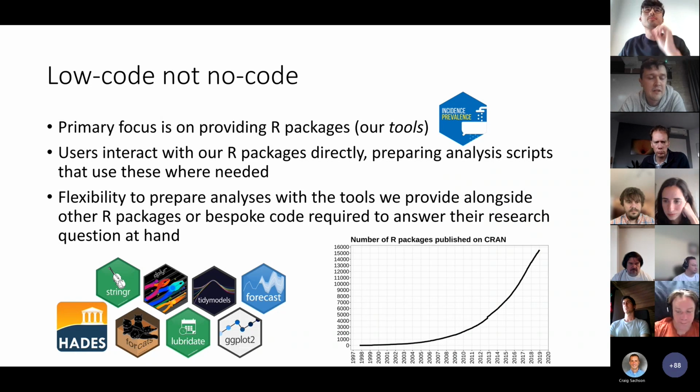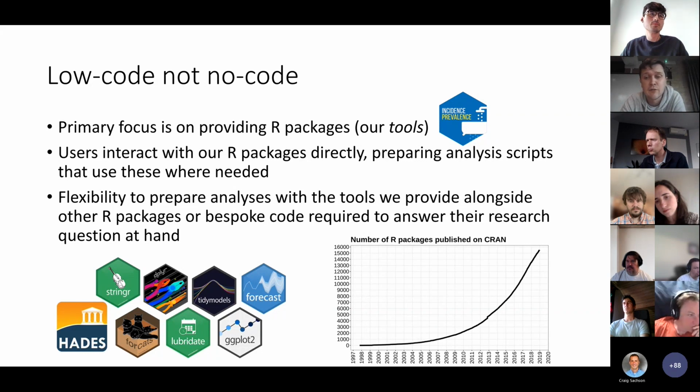And one key thing for me always is flexibility for the users, in that they can use the tools we provide. They can also obviously use the tools built by OHDSI, but also the numerous other R packages out there on CRAN. There's a huge number of things that have been made open source and that can benefit us. And it's really about providing tools that assist users in getting what they need.